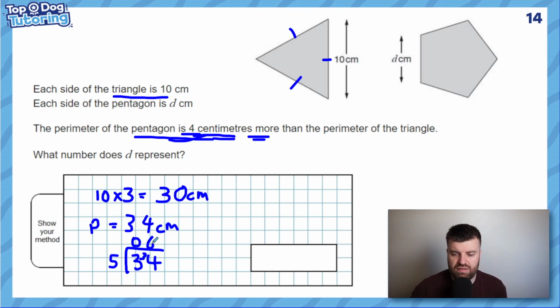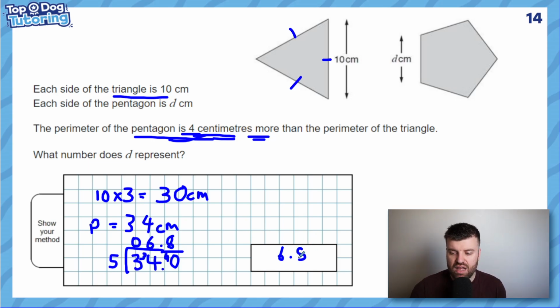There are 6 5s in 34 with 4 left over. We can't just leave that. We need the length. So we're going to have to keep going, put a decimal and a 0 placeholder. That 4 crosses over, and we put the decimal at the top as well. How many 5s in 40? 5, 10, 15, 20, 25, 30, 35, 40. That's 8. I always count my fingers just to make sure.